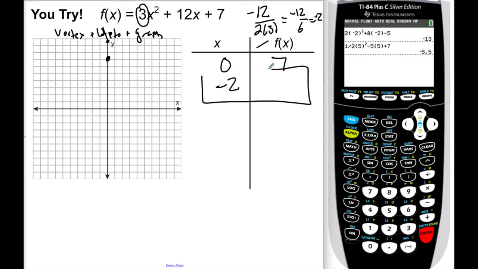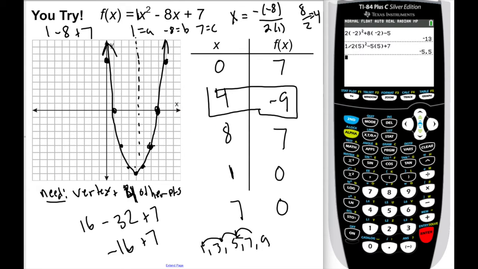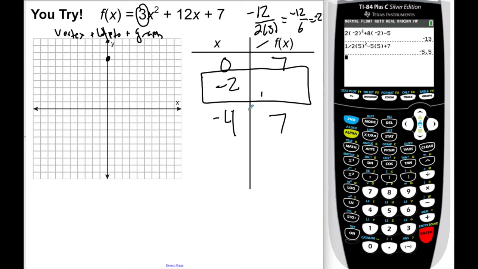Now, how far is 0 away from negative 2? It's 2 away. So how far is the other point going to be? 2 away. So it's going to be negative 4. Okay, so negative 4 will also be 7. It's kind of similar to this last one. Okay, so negative 2 kind of hops.